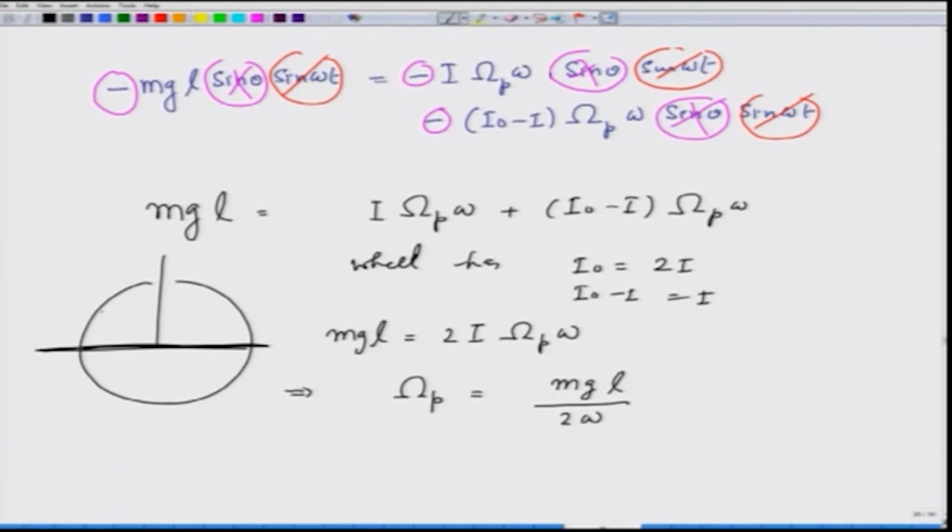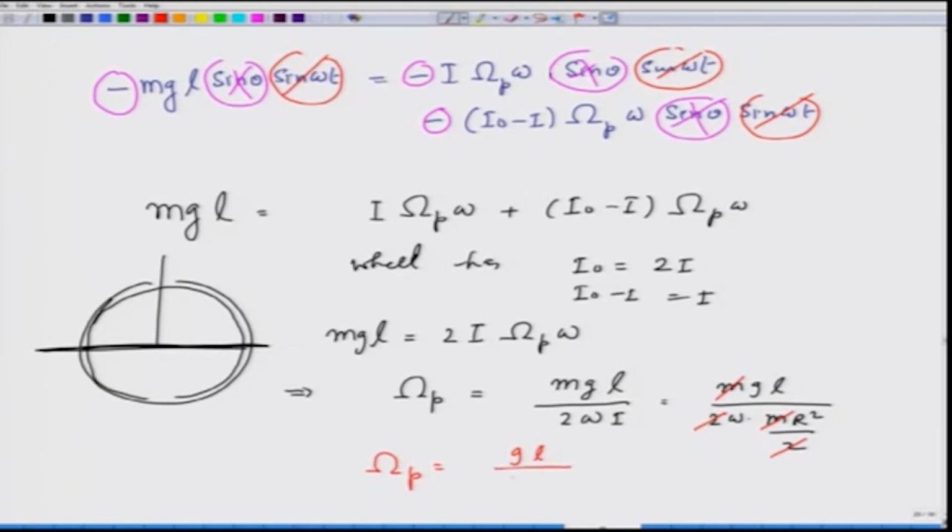If I take this to be a wheel with mass only on the rim, then I would be m r square by 2, and this gives me m g L over 2 omega times m r square by 2. This 2 cancels, m cancels, and I get omega p equals g L over omega r square. And that is the answer that we had gotten earlier also.